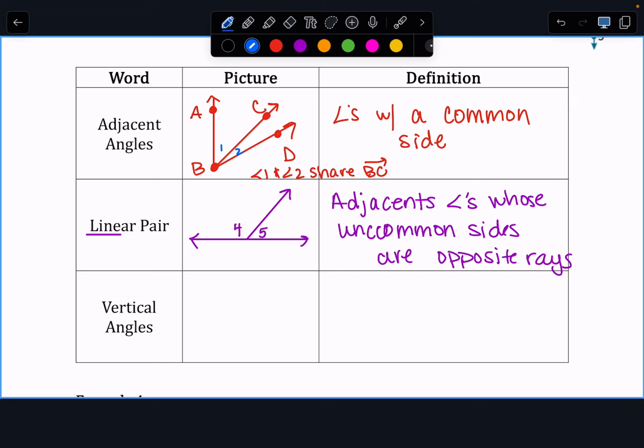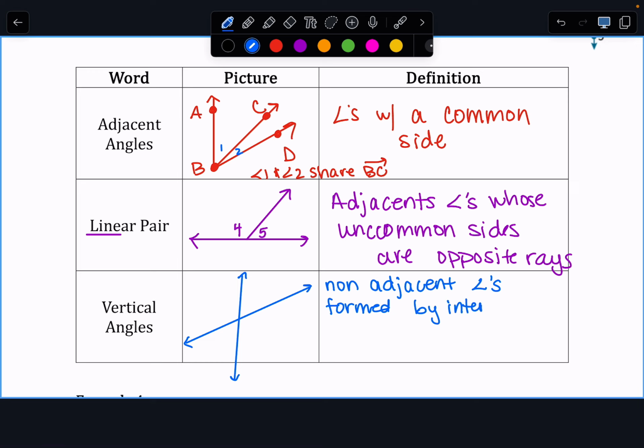Okay. Vertical angles. Somebody was trying to talk about vertical angles yesterday. Okay. Go ahead and draw this picture. Okay, so let's define it. Non-adjacent angles formed by intersecting lines.